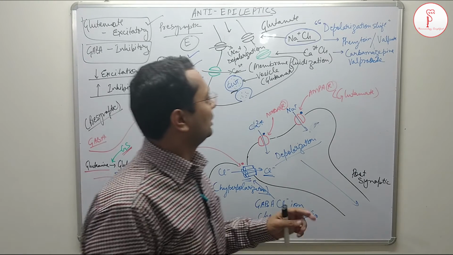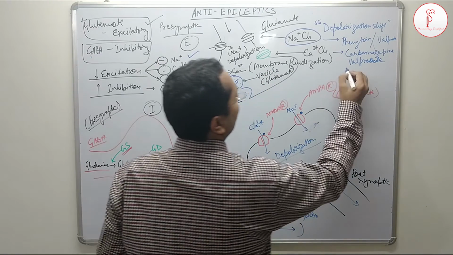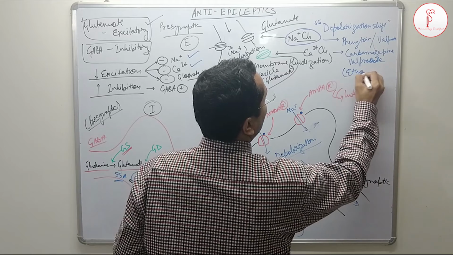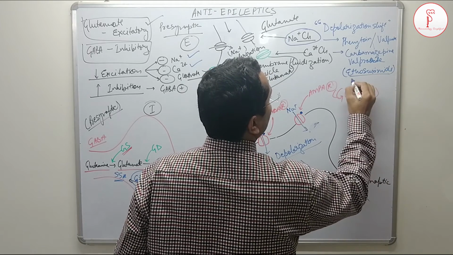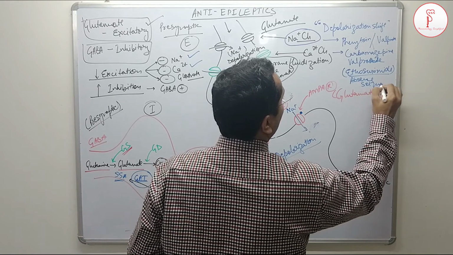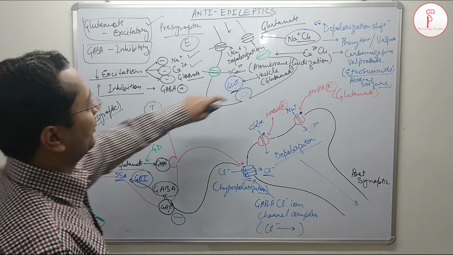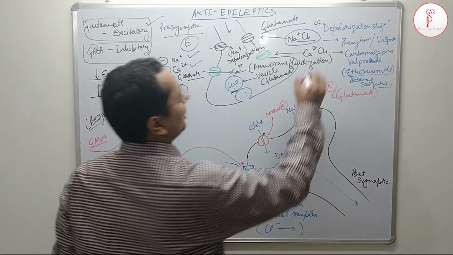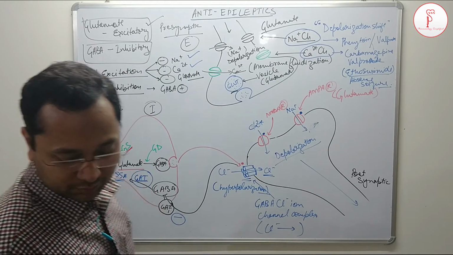So now let us see what drugs we are going to use. For calcium channels, we can use ethosuximide. Ethosuximide is used in absence seizures. So what we have done is inhibited these sodium channels, and inhibited these calcium channels, right?